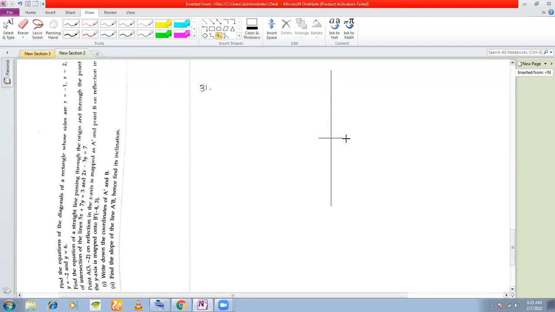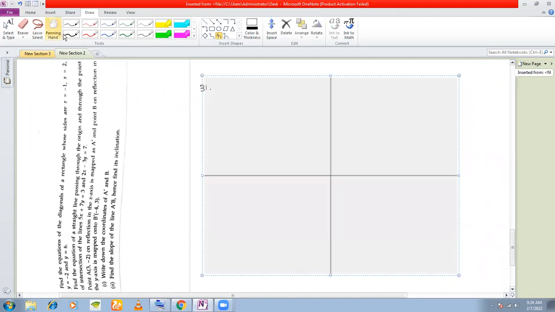So if I roughly draw the figure in the XY plane, you have your origin, x and x dash, y and y dash. Now see, you need to find the equation of the diagonals of a rectangle whose sides are, what are the sides?